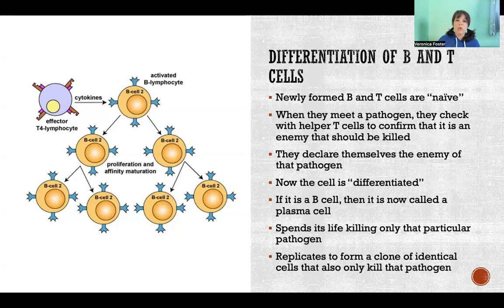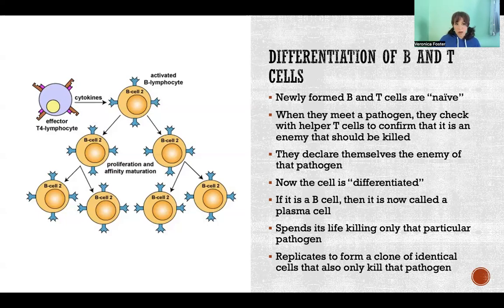At that point, we would call that B or T cell differentiated. So as opposed to naive, where it's like a blank slate and it hasn't found what it's supposed to kill yet, instead, now it's differentiated because now it has declared itself the enemy of a specific thing.